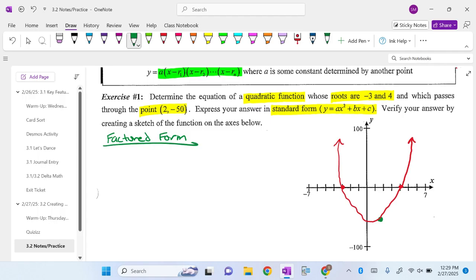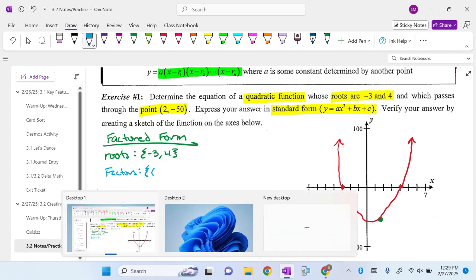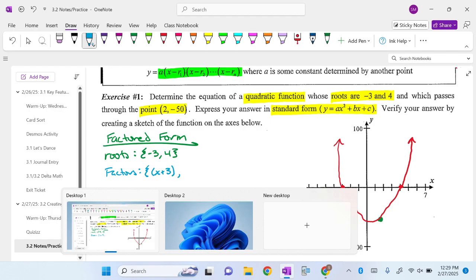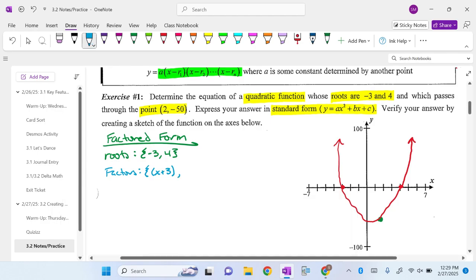So, how do I get my factors from my what? Roots. So, my roots are negative 3 and 4. So then my factors, what do you think my factor would be for negative 3? What's my factor that would give me a root of negative 3? X plus 3. We just switched the sign. What's the factor that would give me a root of positive 4? X minus 4.